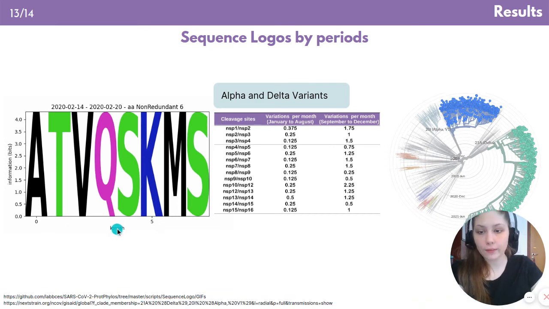Then we grouped the graphs generated by periods in GIFs, as presented here for the bordering region between NSP6 and NSP7. Then we noticed that the number of variants grows around September to December, as presented in this table, coinciding with the alpha and delta variants' appearance and expansion.